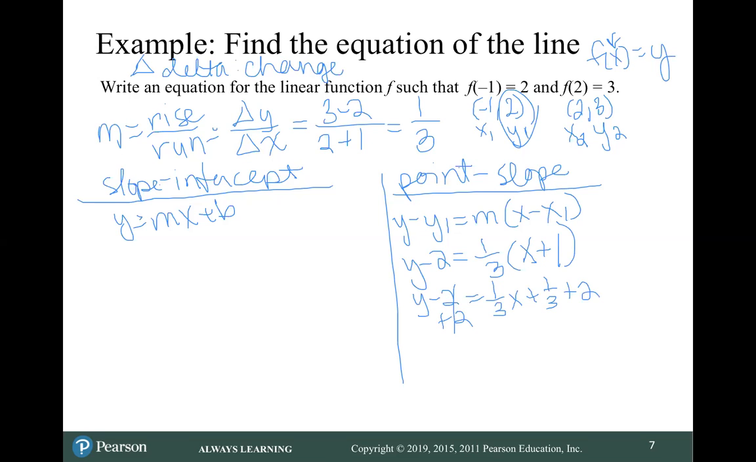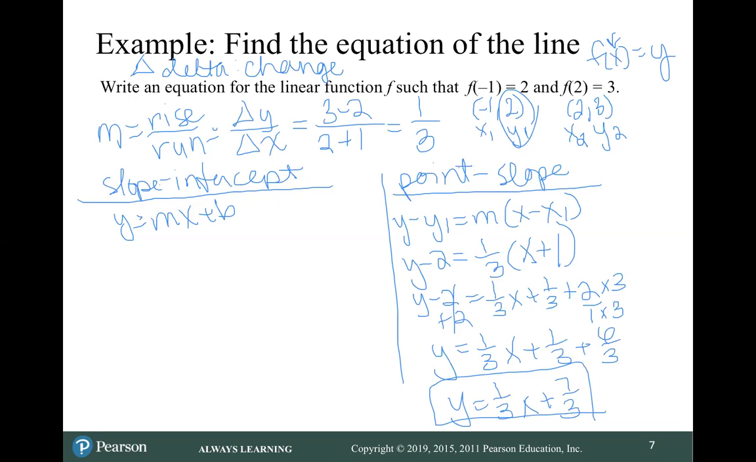In order to add 2 to the 1/3, I need a common denominator. Our LCD here is 3. So we have y equals 1/3 x plus 1/3 plus 6/3. So our final answer, y equals 1/3 x plus 7/3. Now let's see if we can get the same answer with the slope-intercept form.